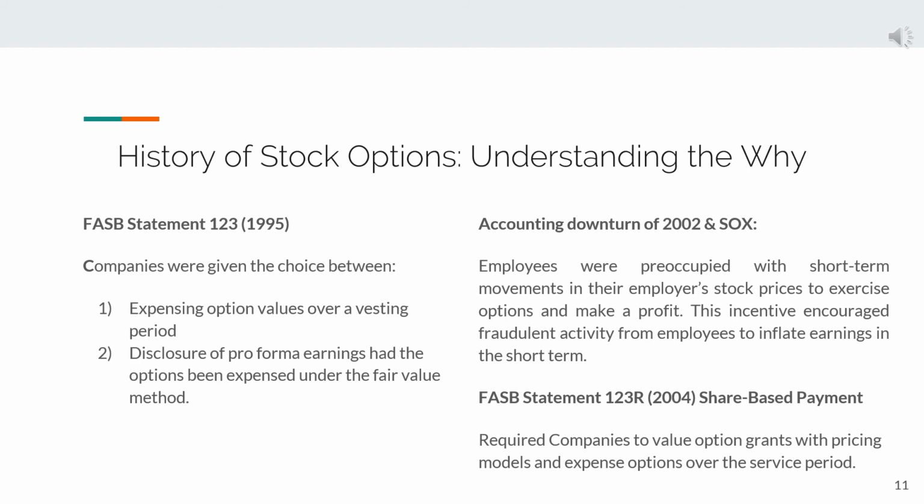Moving on to the accounting downturn of 2002, I'm sure you've all heard of Enron, Tyco, and WorldCom in the early 2000s. Because of stock options, employees were preoccupied with short-term movements in their employer stock prices to exercise options and make a profit. This incentive encouraged fraudulent activities from employees to inflate earnings in the short term so they could cash in. The response to these scandals was the Sarbanes-Oxley Act of 2002, which More Than a Numbers Game goes over in Chapter 14.